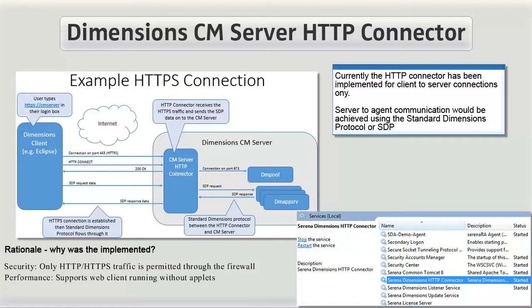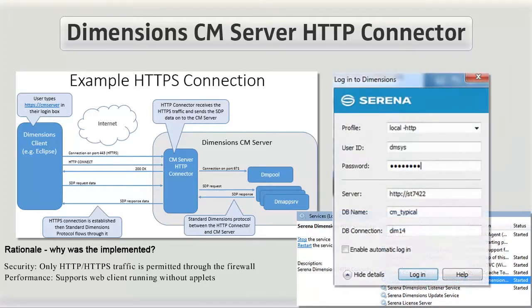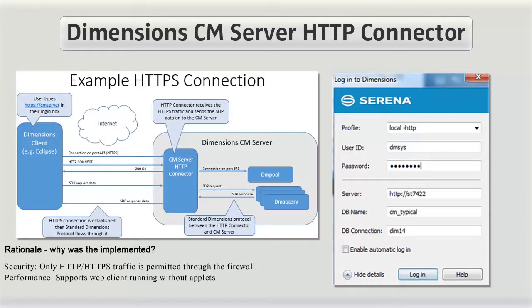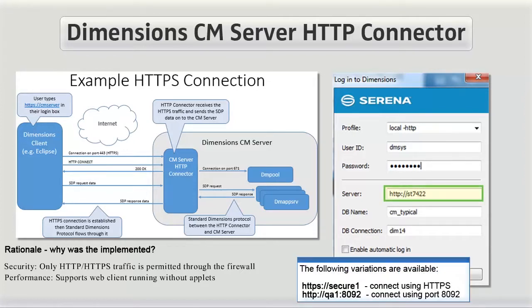There is an additional service called Serena Dimensions HTTP connector installed and configured as a part of the Dimensions server installation. To utilize the HTTP connection, supply the usual login details and simply replace the host name with the HTTP or HTTPS prefix, and if necessary, port number.